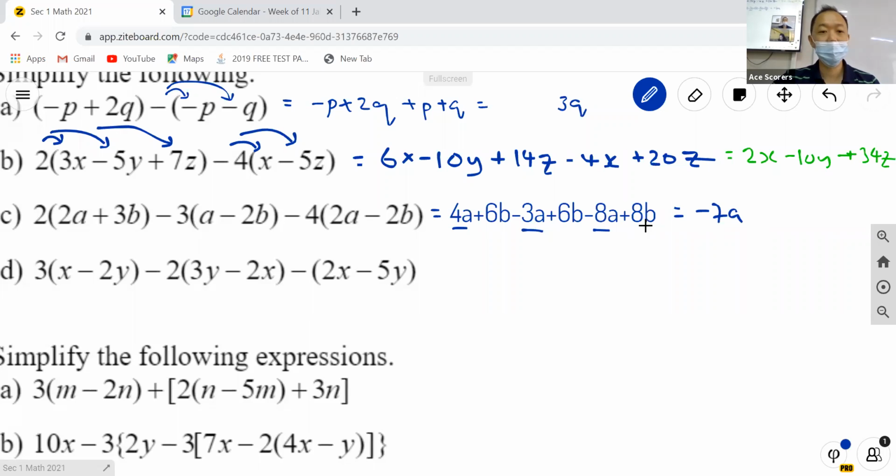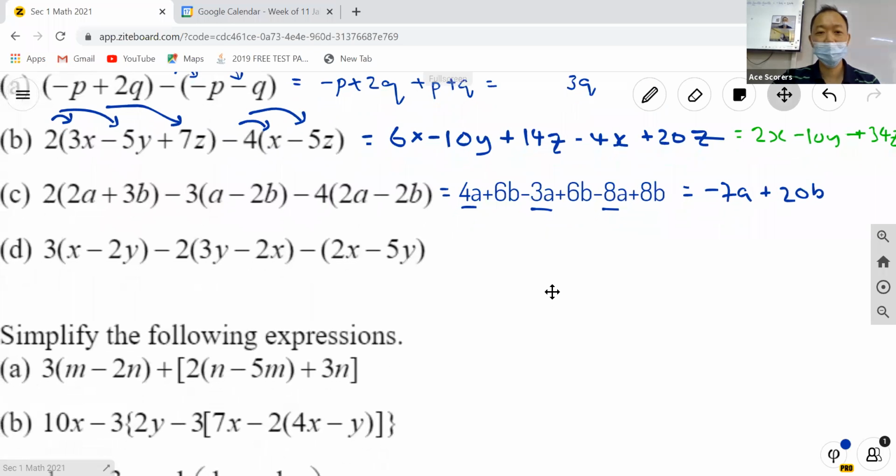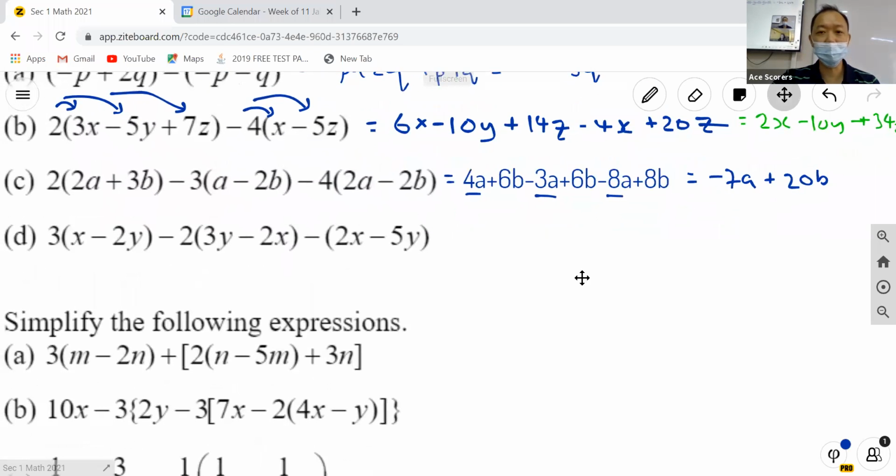6 plus 6 plus 8, no. Oh, there's another one. Isn't there another one? No, 20. 12 plus 20b. All right, let's have a look. Yeah, easy. Easy peasy.